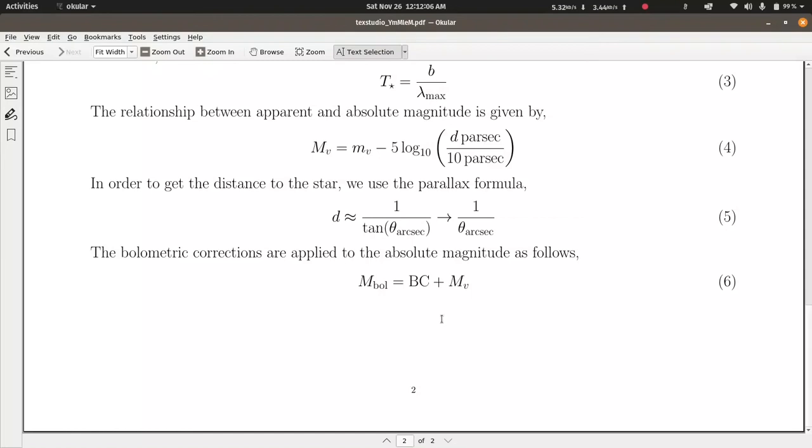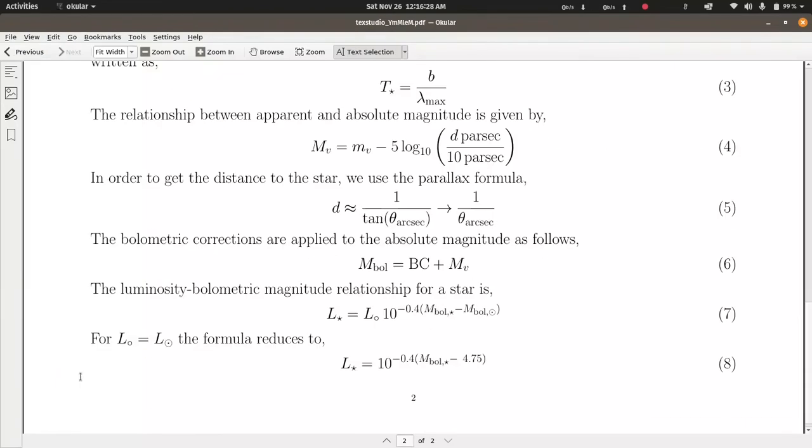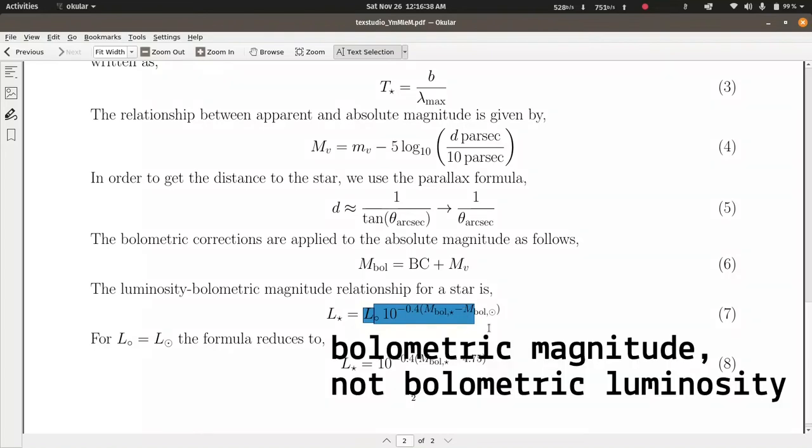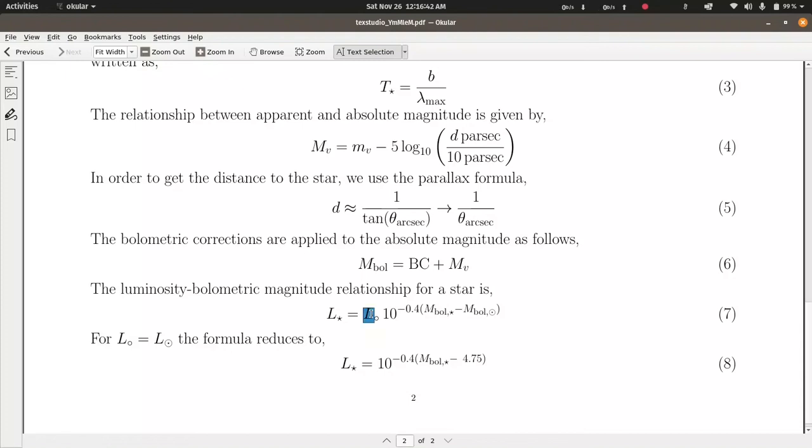So now that we have the bolometric magnitude, we can finally go towards the luminosity of the star. So now we get to this formula: the luminosity of the star is equal to L naught times 10 to the power of minus 0.4 times the bolometric magnitude of the star minus the bolometric magnitude of the sun. If we take the L naught value as the solar luminosity, then we can get the values back in solar luminosity. And we can also use the value for the bolometric magnitude of the sun, that is 4.75.